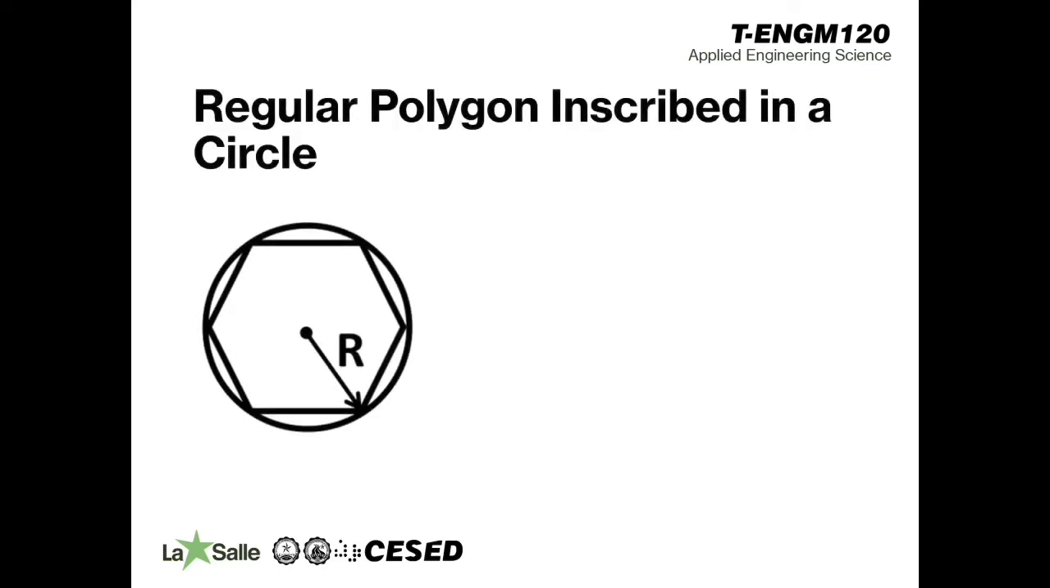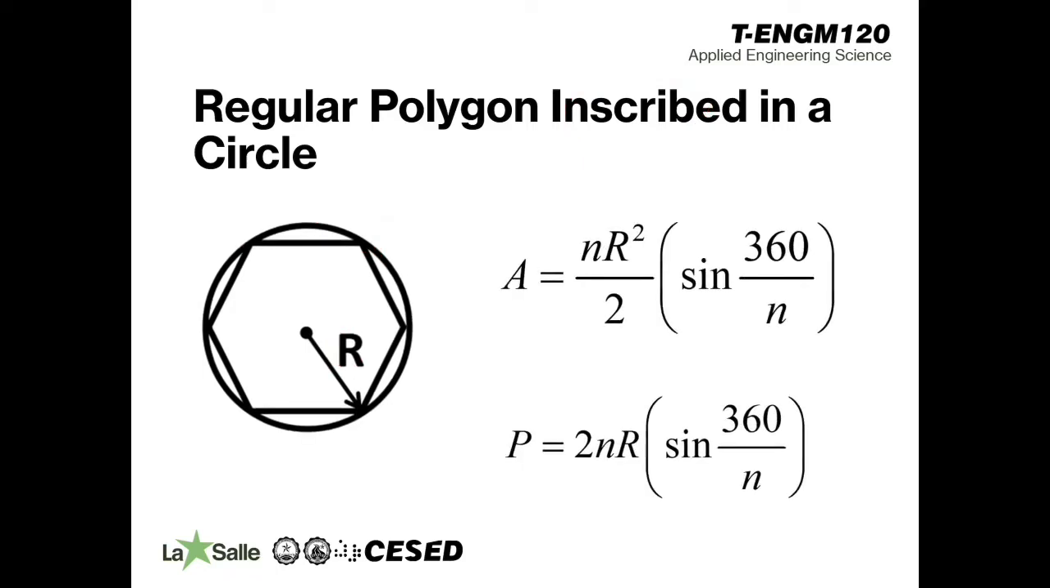The next one is the regular polygon inscribed in a circle. So the keyword here is inscribed. So nasa loob ng circle si polygon. Of course, the parameter there is given yung kanyang radius ng circle. So you could simply calculate the area using n times r squared.